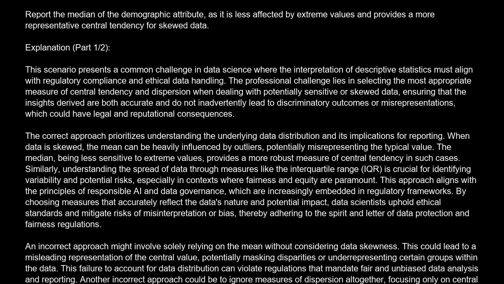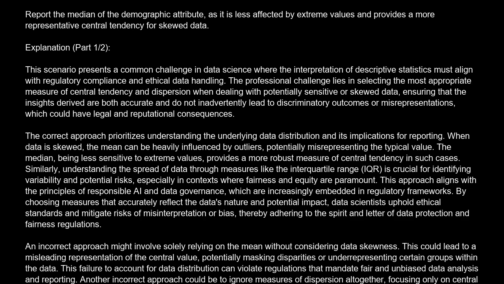When data is skewed, the mean can be heavily influenced by outliers, potentially misrepresenting the typical value. The median, being less sensitive to extreme values, provides a more robust measure of central tendency in such cases. Similarly, understanding the spread of data through measures like the interquartile range, IQR, is crucial for identifying variability and potential risks, especially in contexts where fairness and equity are paramount.